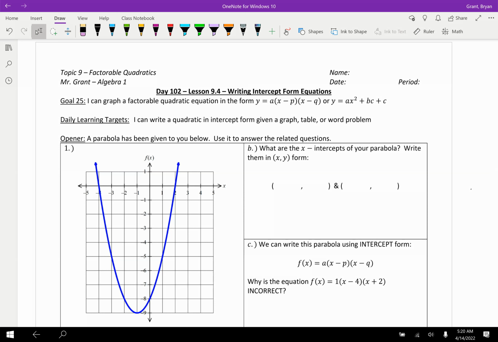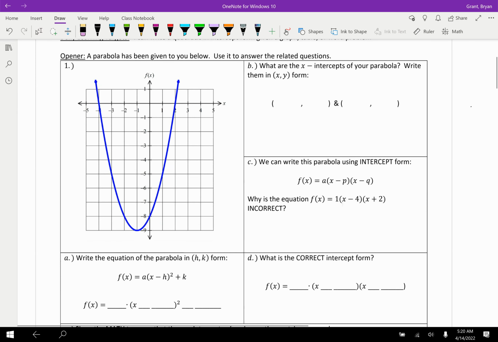Last class, we learned how to graph quadratic equations that were in this form right here, a times x minus p times x minus q, and we called that intercept form. Well, what we're going to do today is really work backwards. Instead of graphing from an equation, we're going to see a graph and see if we can write the equation.